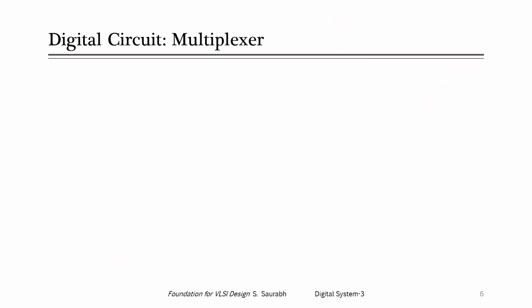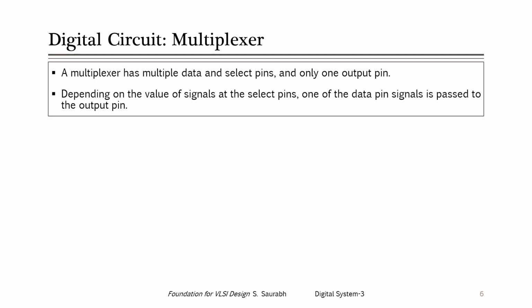Now let us look into another kind of logic block, the multiplexer. A multiplexer has multiple data pins and multiple select pins, and only one output. Depending on the values of the signals at the select pins, one of the data pins' values will be passed to the output. This is the general functionality of a multiplexer.